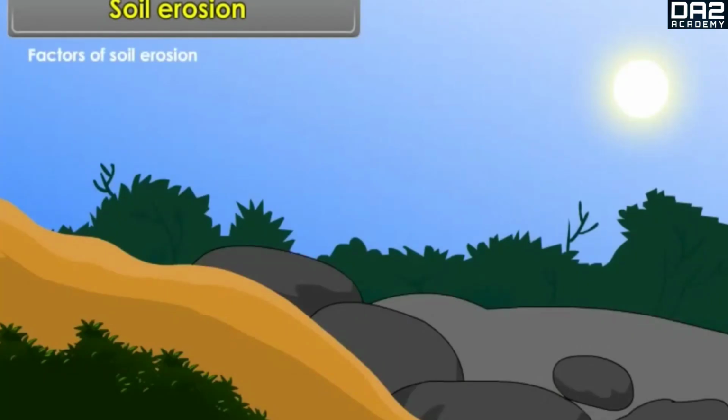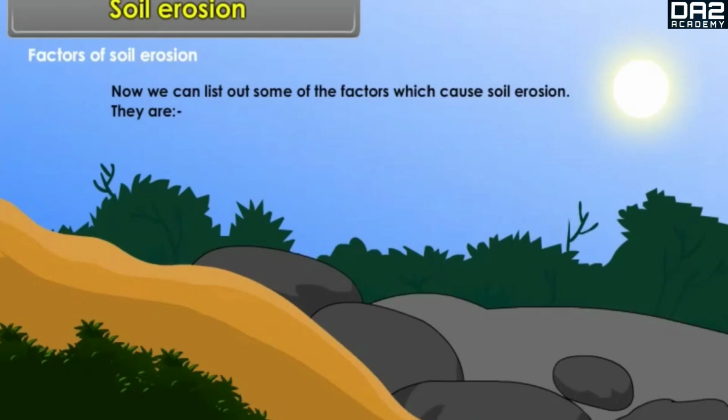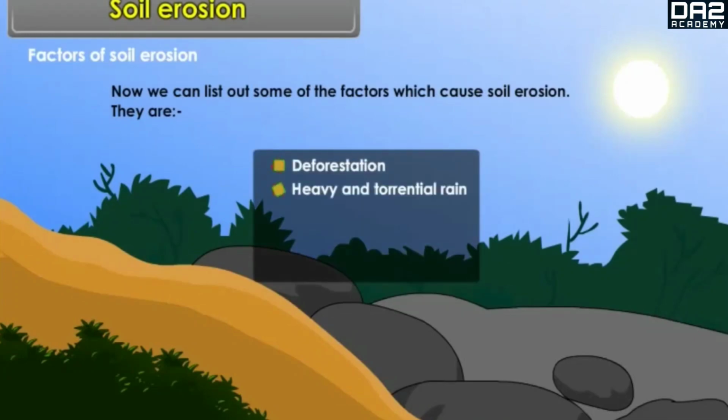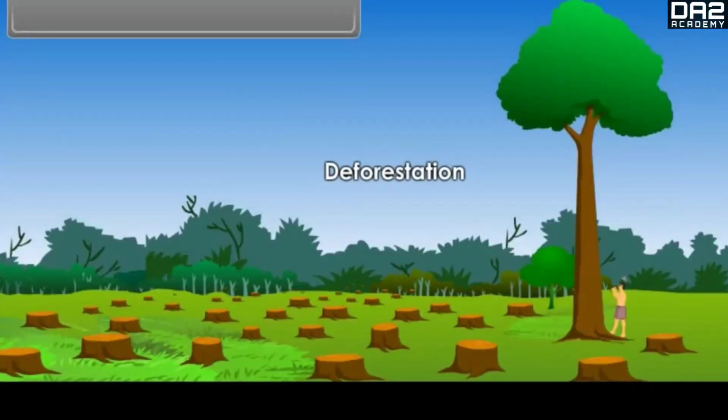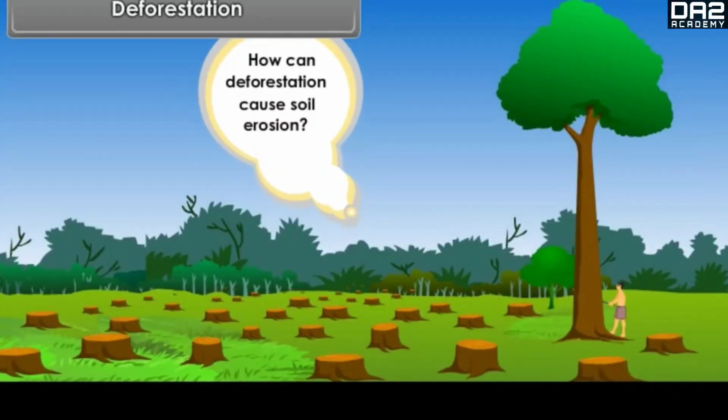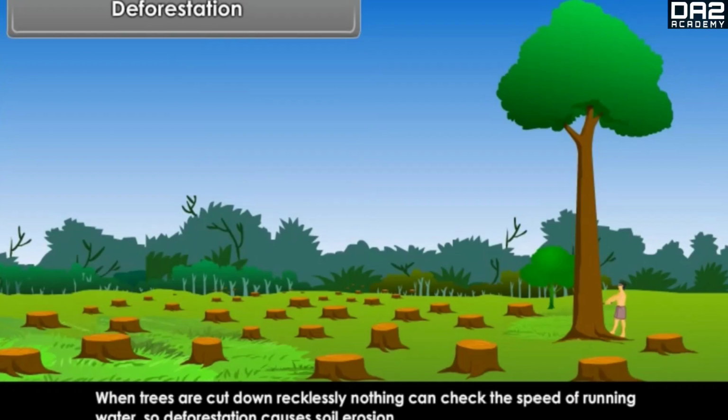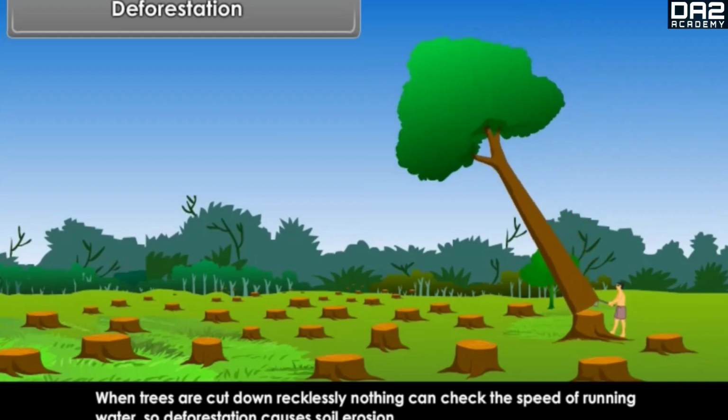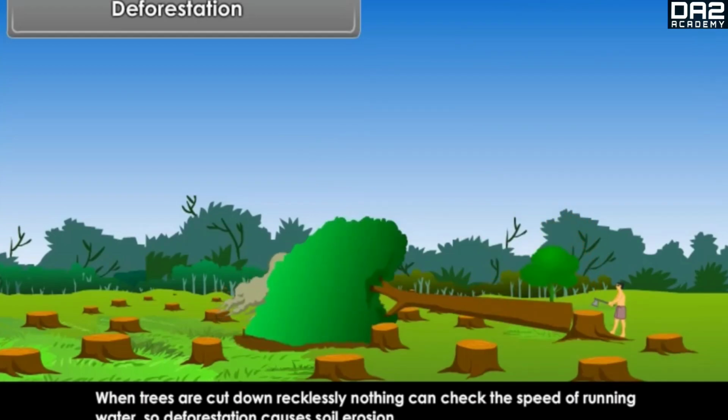Factors of soil erosion. Now, we can list out some of the factors which cause soil erosion. They are deforestation, heavy and torrential rain, overgrazing, winds, slope of the land. Deforestation. How can deforestation cause soil erosion? When trees are cut down recklessly, nothing can check the speed of running water. So, deforestation causes soil erosion.